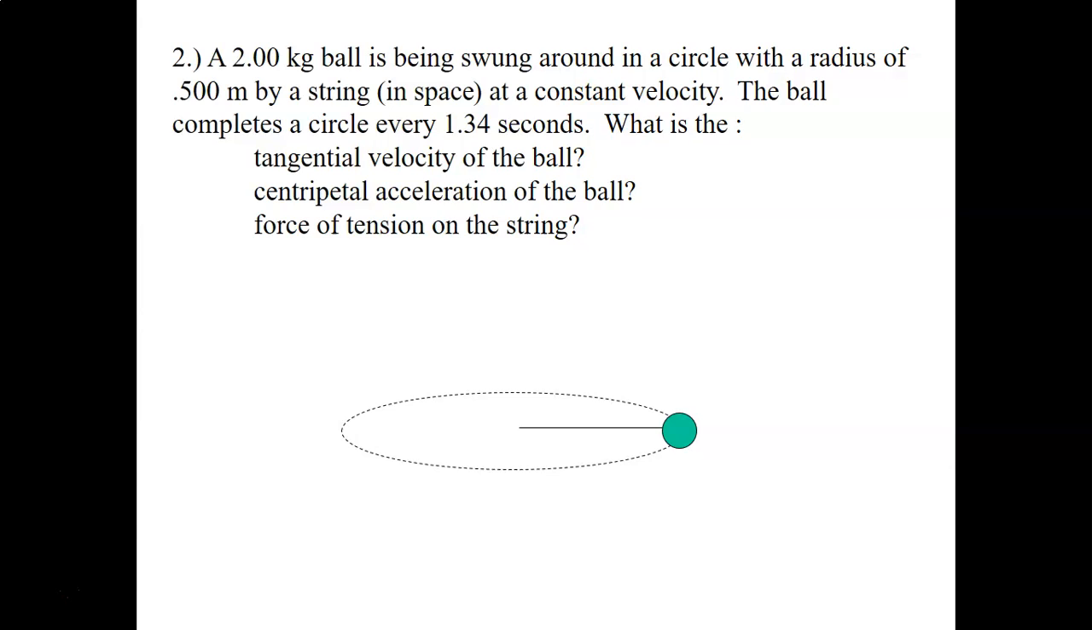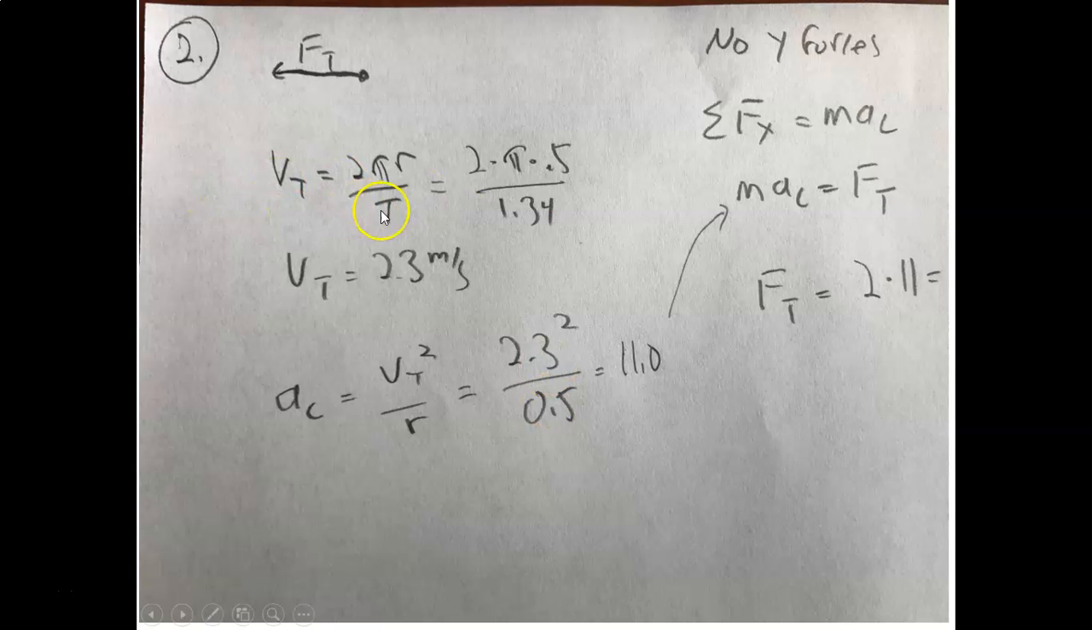So that's the period, or T. And we're figuring out what is the tangential velocity of the ball, what's the centripetal acceleration of the ball, and what is the force of tension in the string. To figure out the tangential velocity, we use that first equation I gave you, Vt equals 2 pi r over T. This is just a plug and chug, so you get 2.3 meters per second.